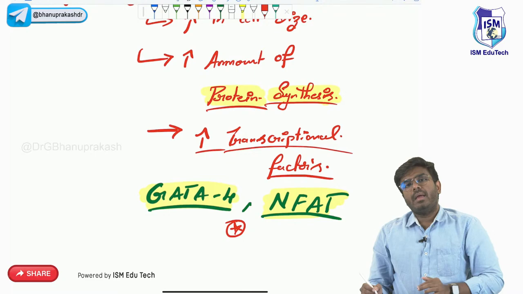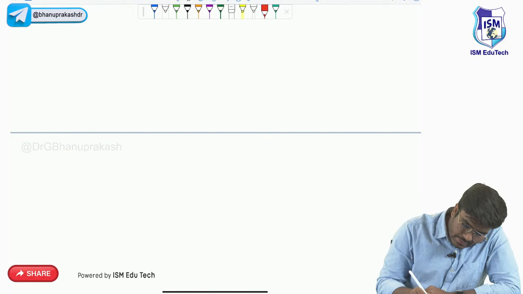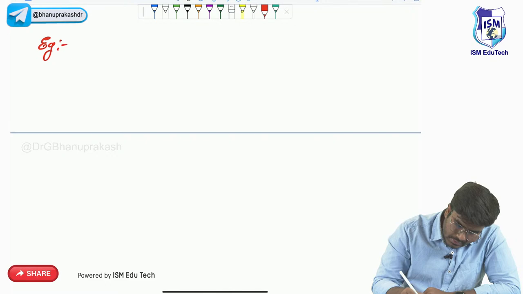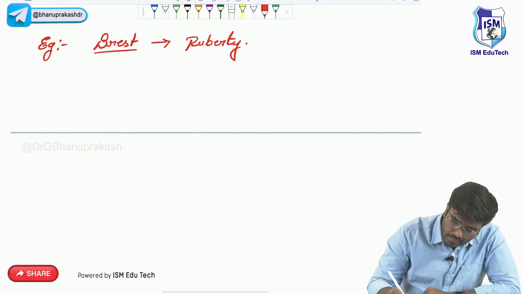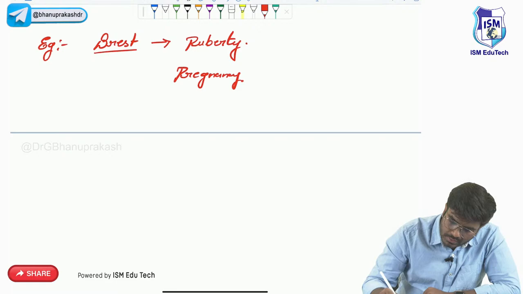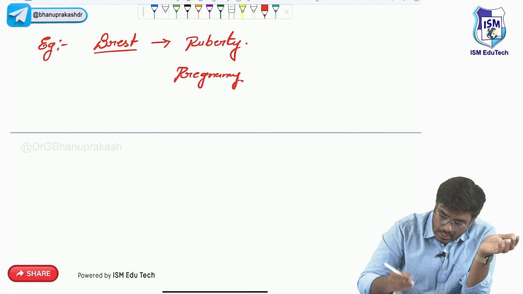Now, after this, what else should you know regarding hypertrophy? Sir, in which organs is hypertrophy happening? See, in the breast, during puberty and pregnancy. In the breast, puberty is when a girl is maturing, somewhere around 14 or 15 years. Now, there is development of the breast, right?